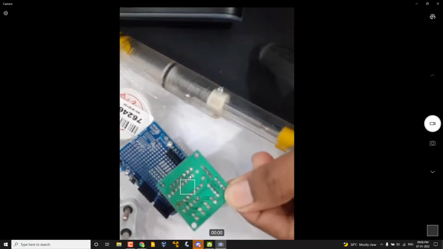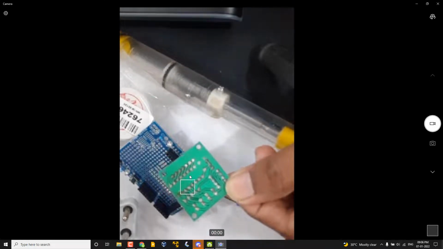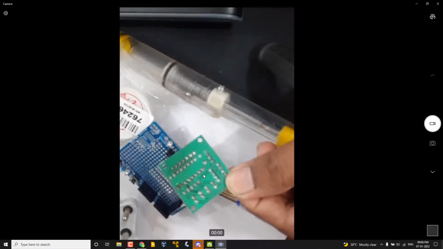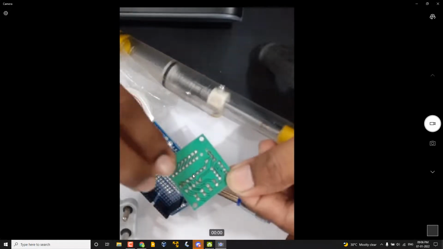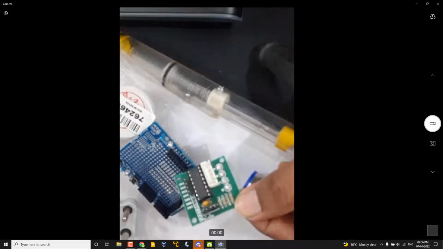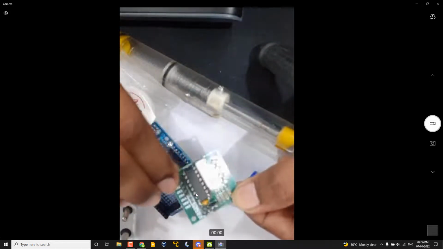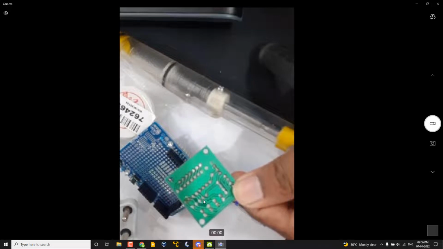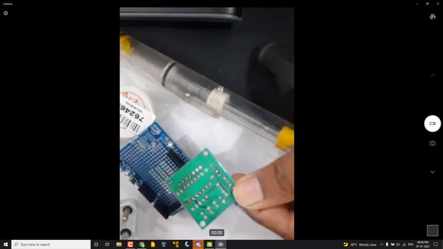So you can see the lines, right? And you can see the connections. These points are called soldering points. On this side you can see the components, and the terminals are connected here. You can see the route here, you can see the path. The circuit is crafted or drawn here.